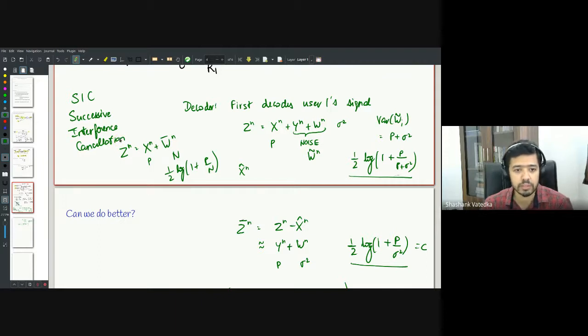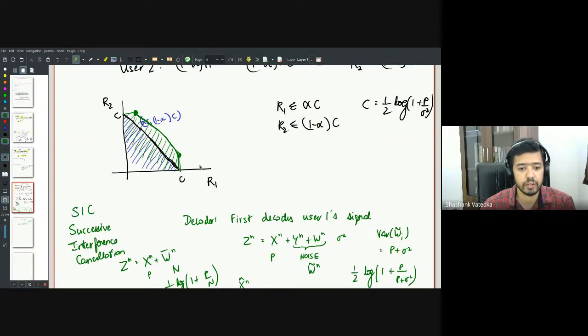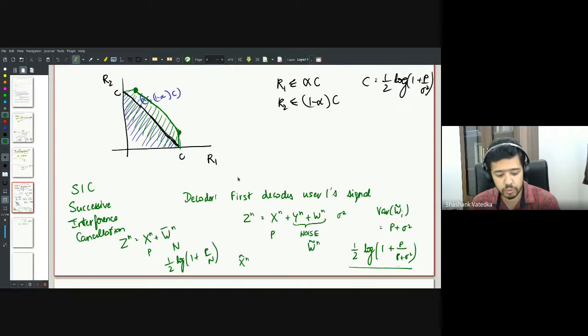And it's something which is very frequently used in communication systems. All right, so basically we'll see that at least for certain parameters, or certain powers and certain noise variances, successive interference cancellation is in fact optimal. All right. So any questions?